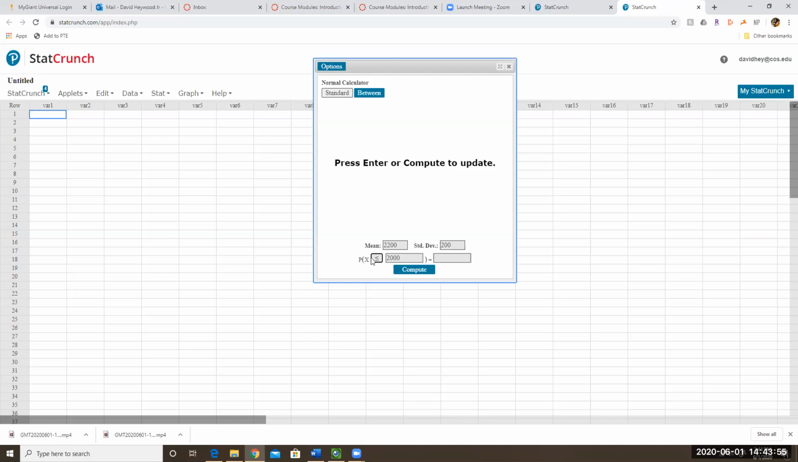Anyway, the moral of the story is you don't have to worry about there not being an equal sign here or whatever, right? If you're looking for the probability x is less than 2000, that's equivalent to looking for the probability x is less than or equal to 2000 in the case that you have a continuous variable like we do here. Anyway, so you hit compute and there's your answer.